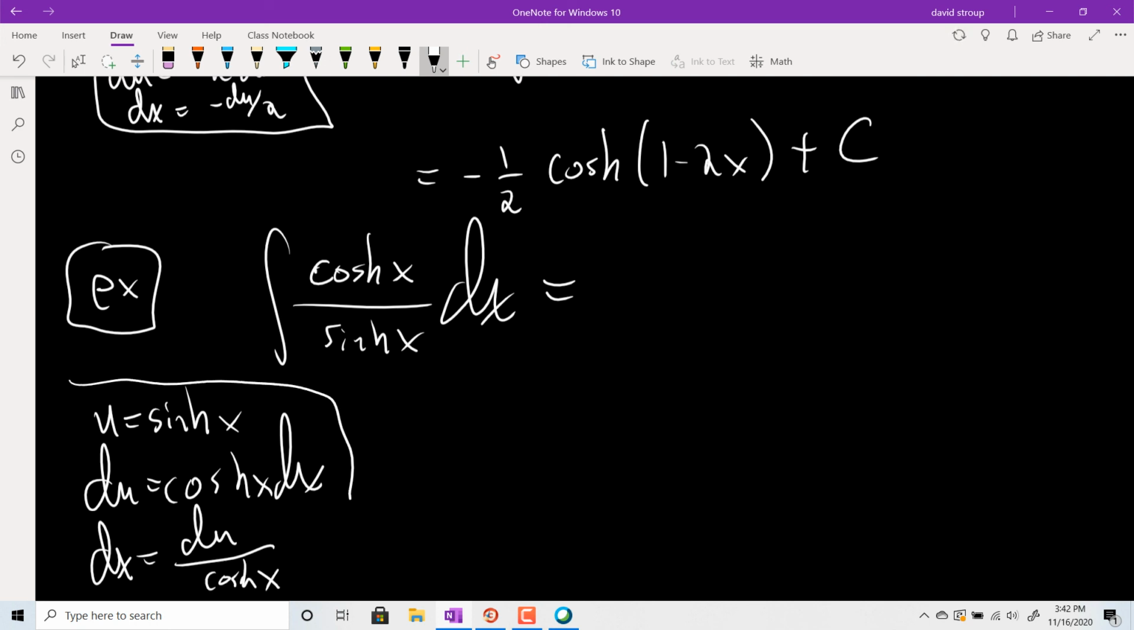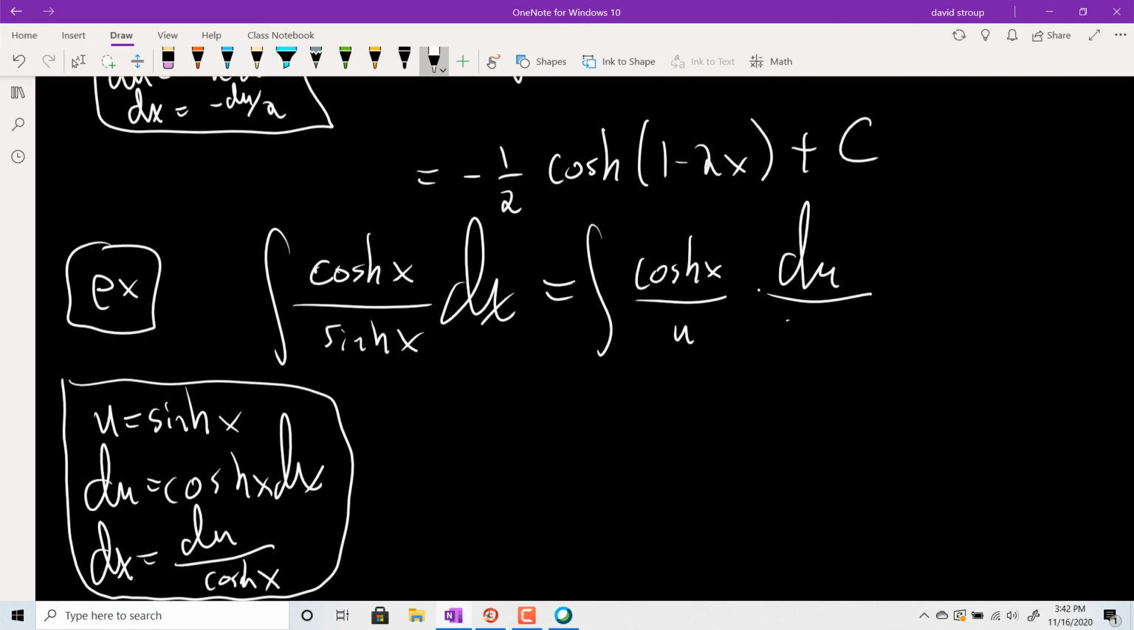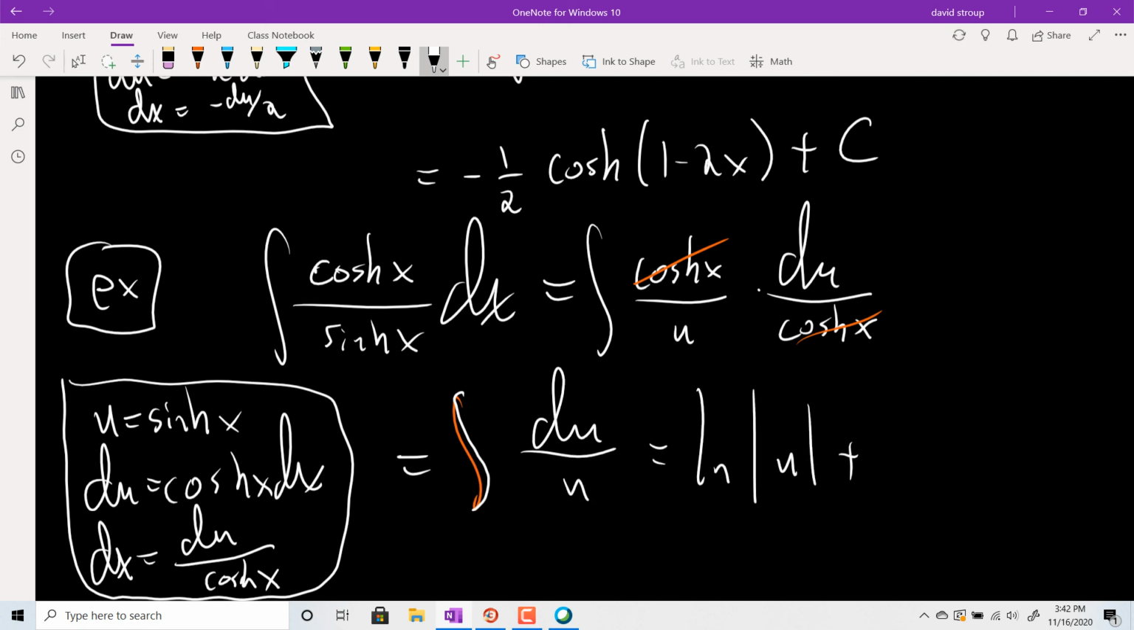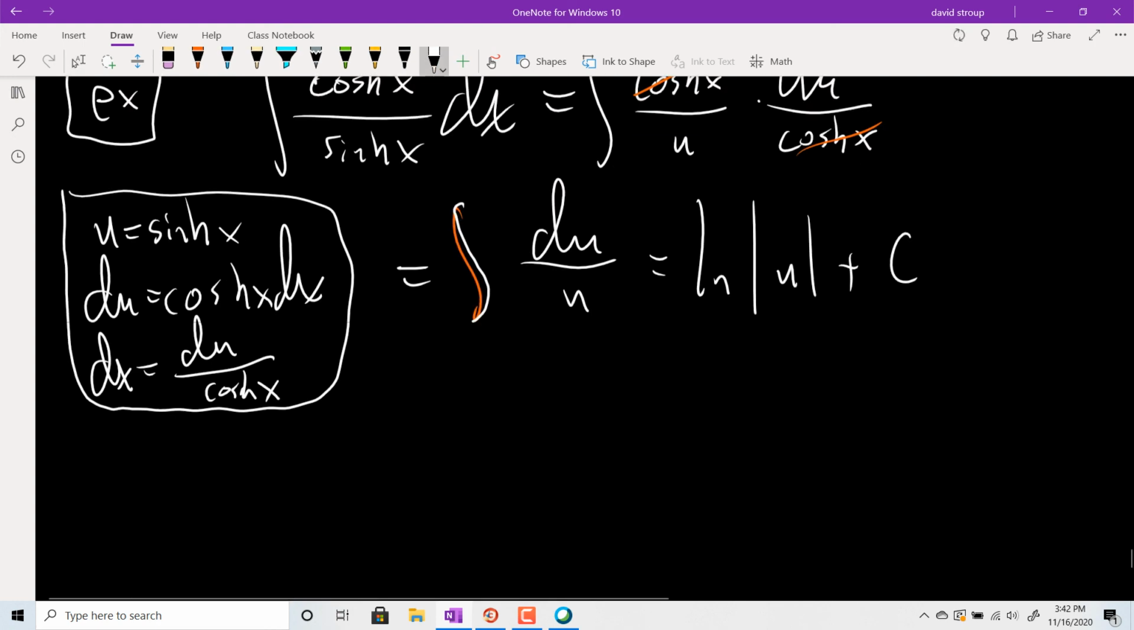And then we do our substitutions here. And we get cosh of x over u times dx, which is now du all over the cosh of x. And then we remove factors, and we end up with the integral of du over u. So that's just our natural log integral. So we end up with the ln of the absolute value of u plus c, and then of course back sub. Okay. And that will finish us off for the day.